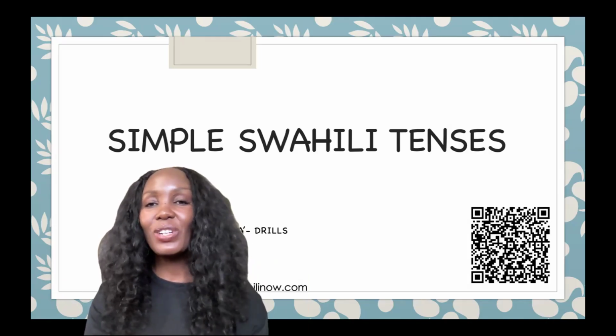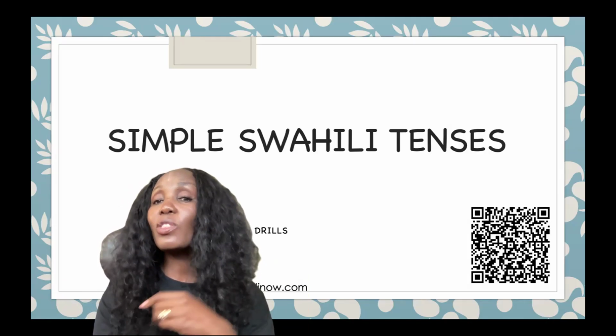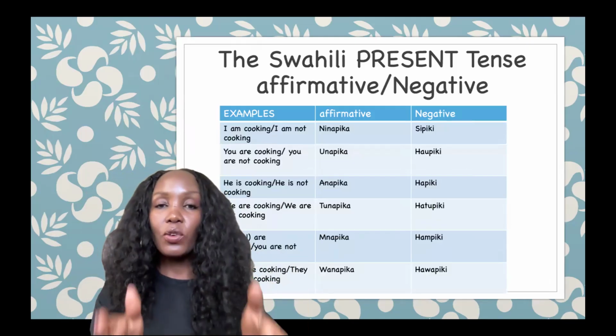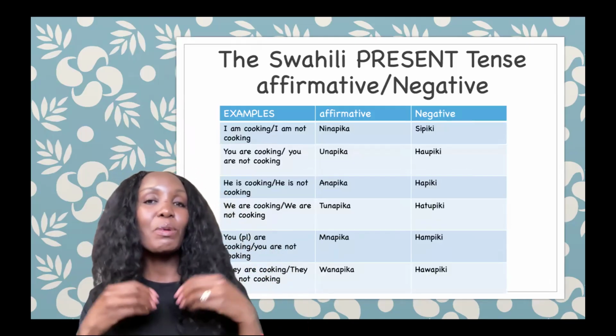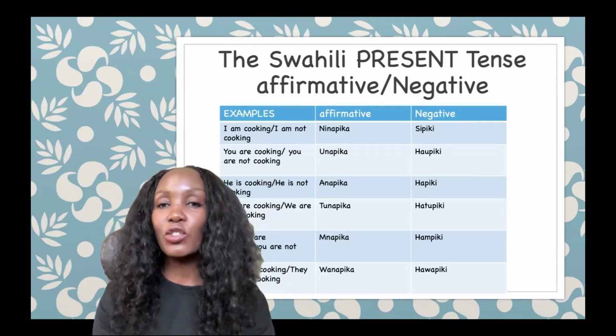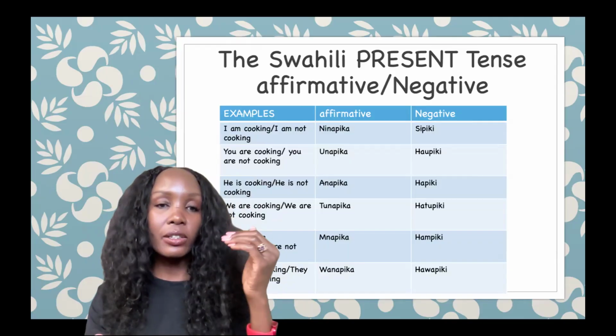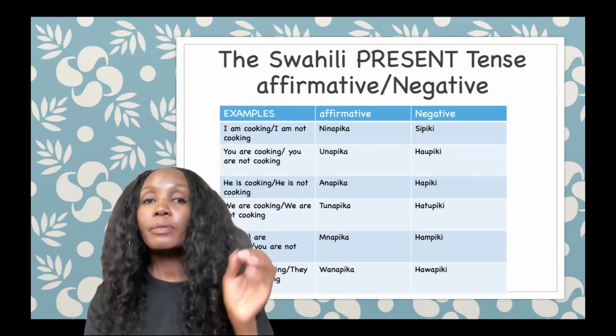So without much further ado, let's get to today's lesson, which will begin with a brief overview of what we did last week. Here are a few examples of how the Swahili verb behaves in the affirmative and the negative form. We're going to be using the verb to cook across the different subject prefixes.